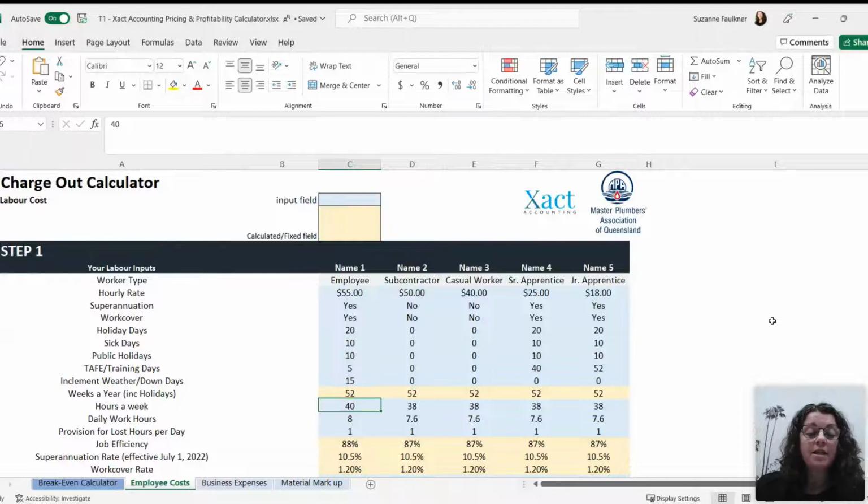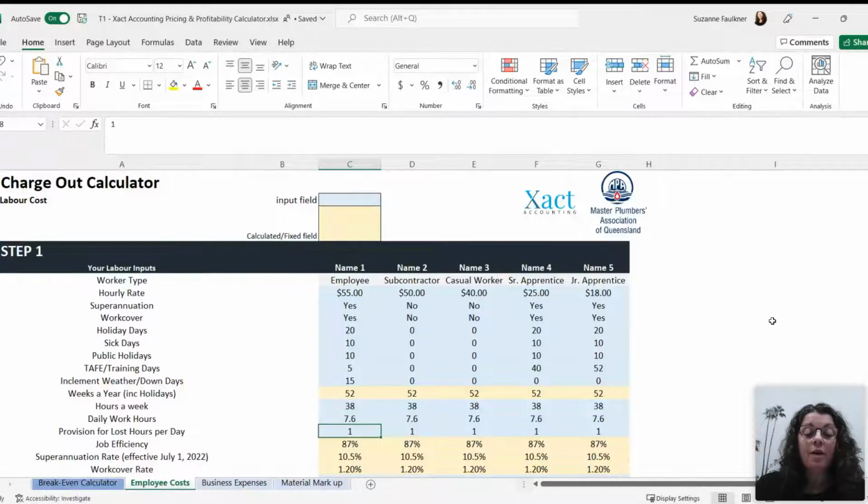Standard days, weeks in a year, 52. Standard hours in a week. Now, some people will use a 38-hour week, which is the award. Others will work on a 40-hour week, sorry. And our average daily hours then is 7.6 if it's a 38-hour week. So just dividing 38 by 5.